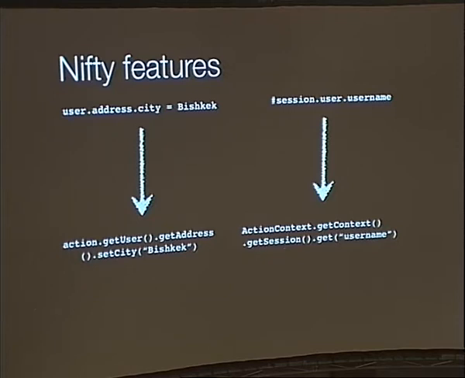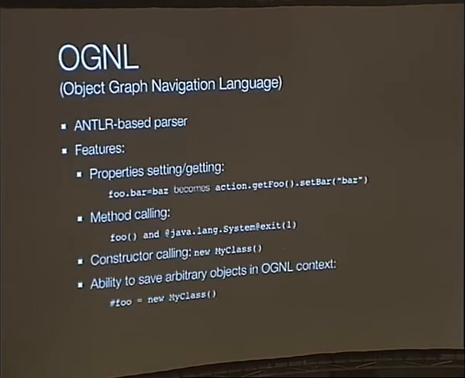In addition to that, OGNL, which is an ANTLR-based parser, which is actually important for this vulnerability, provides features such as property setting, as I've shown. So you can do foo.bar equals buzz, which becomes action.getFoo.setBar. It provides you with the awesome feature of calling methods: you can simply call a method with parentheses and pass arguments to it. You can call static methods too. This is an example of how you would call System.exit. And it allows you to call constructors, so you can construct arbitrary objects, passing arbitrary arguments to them.